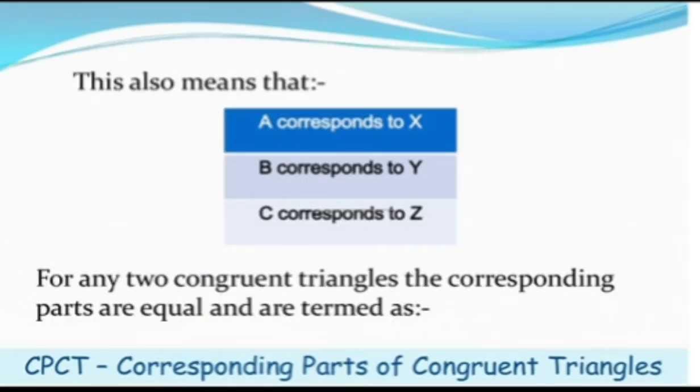Next, this also means that A corresponds to X, B corresponds to Y, C corresponds to Z. For any two congruent triangles, the corresponding parts are equal and are termed CPCT. What does it mean? Corresponding parts of congruent triangles. Throughout the chapter, you will be using this term in almost every question. CPCT, corresponding parts of congruent triangles.